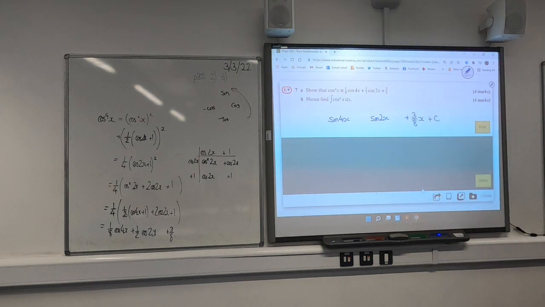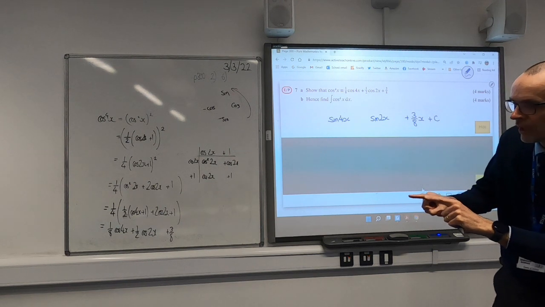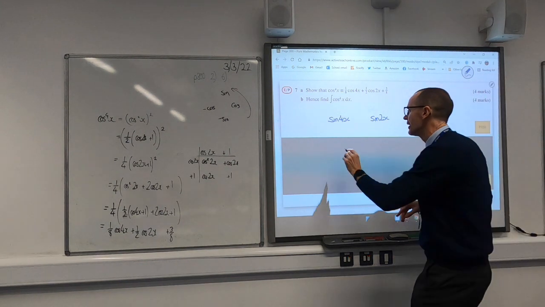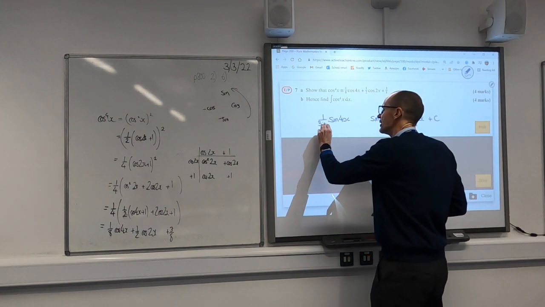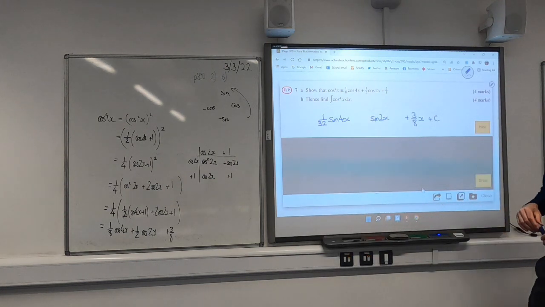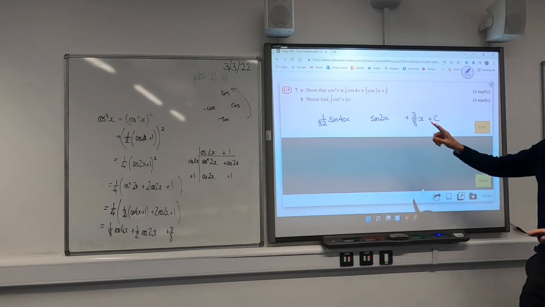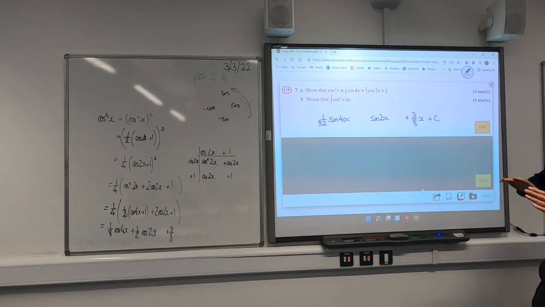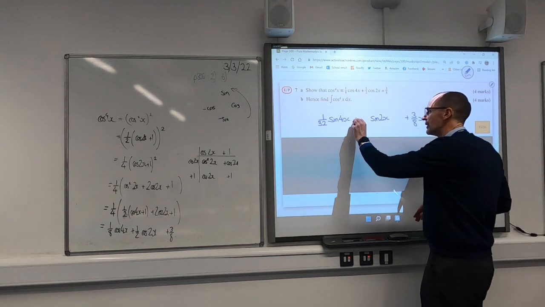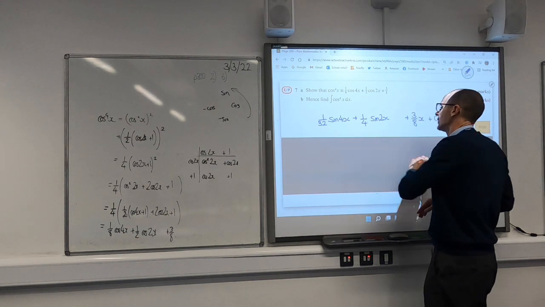So cos 4x becomes sine 4x, but I've got to divide by 4, and I've already got 1/8, which is dividing by 8, so that's dividing by 32, which let's choose to write like that. And cos 2x becomes sine 2x, but I've also got to divide by 2, and I'm already dividing by 2 because I've got a half, so that gives me 1.